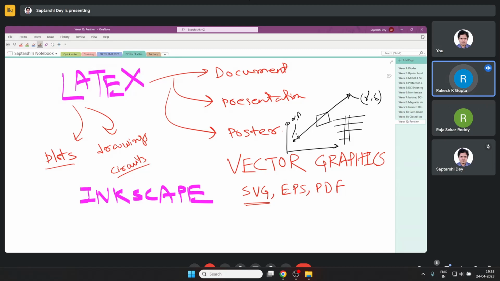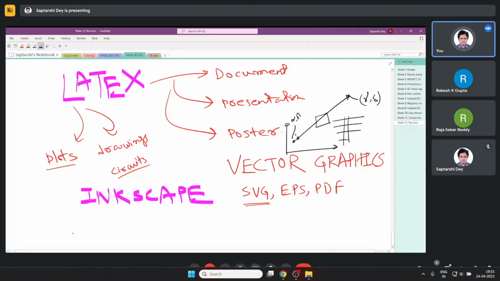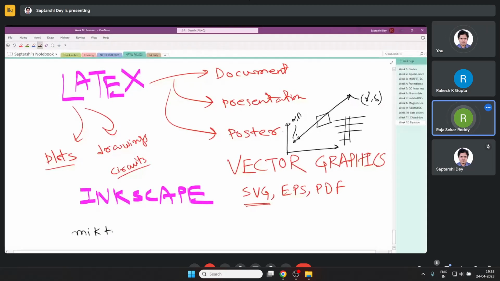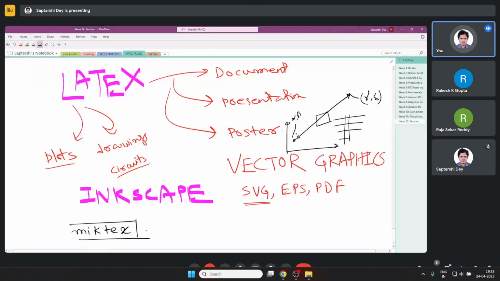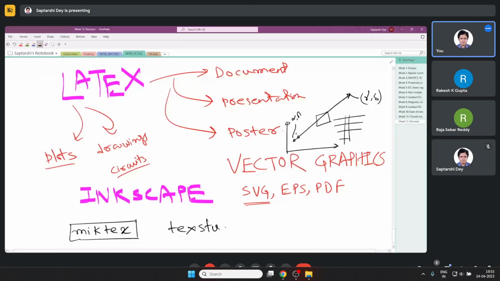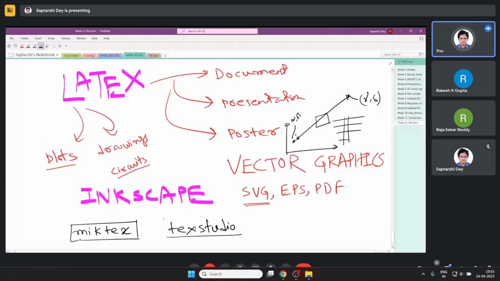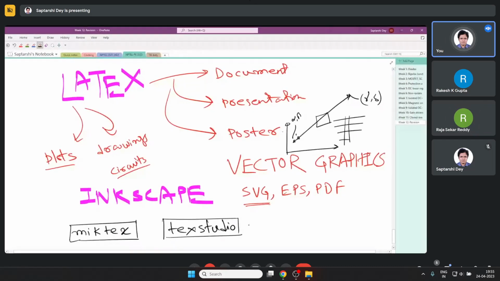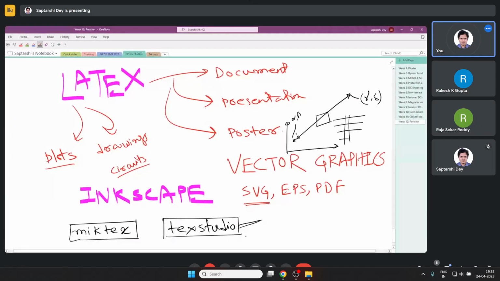Is LaTeX a free software? Yes, it is free software. LaTeX you will not directly get. What you have to download is MiKTeX. This includes all the libraries that you need. You can download other libraries also. There are several softwares; I use TeXstudio. There is also TeXmaker. TeXstudio is where you will write your code, and MiKTeX will run in the background. So TeXstudio will run above MiKTeX to create the document.